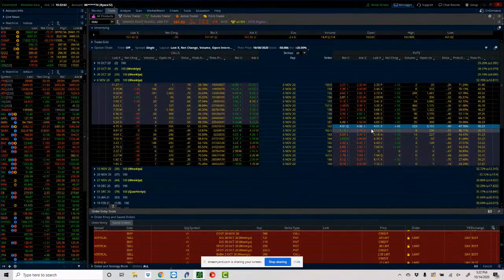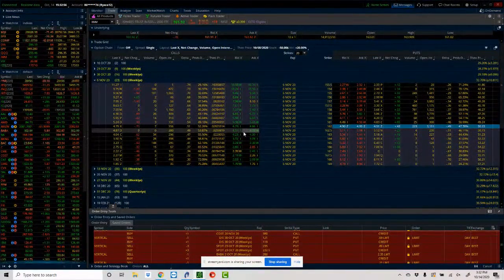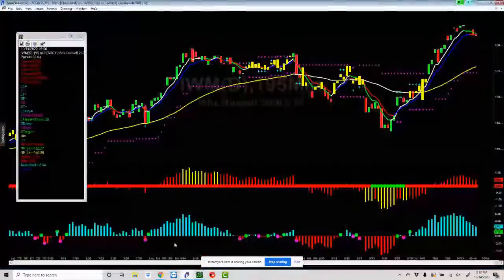Again, it's going to be tricky because this market, every dip has been bought, but we're definitely starting to see some rollover in some key areas. So definitely want to give it a shot on the downside here.